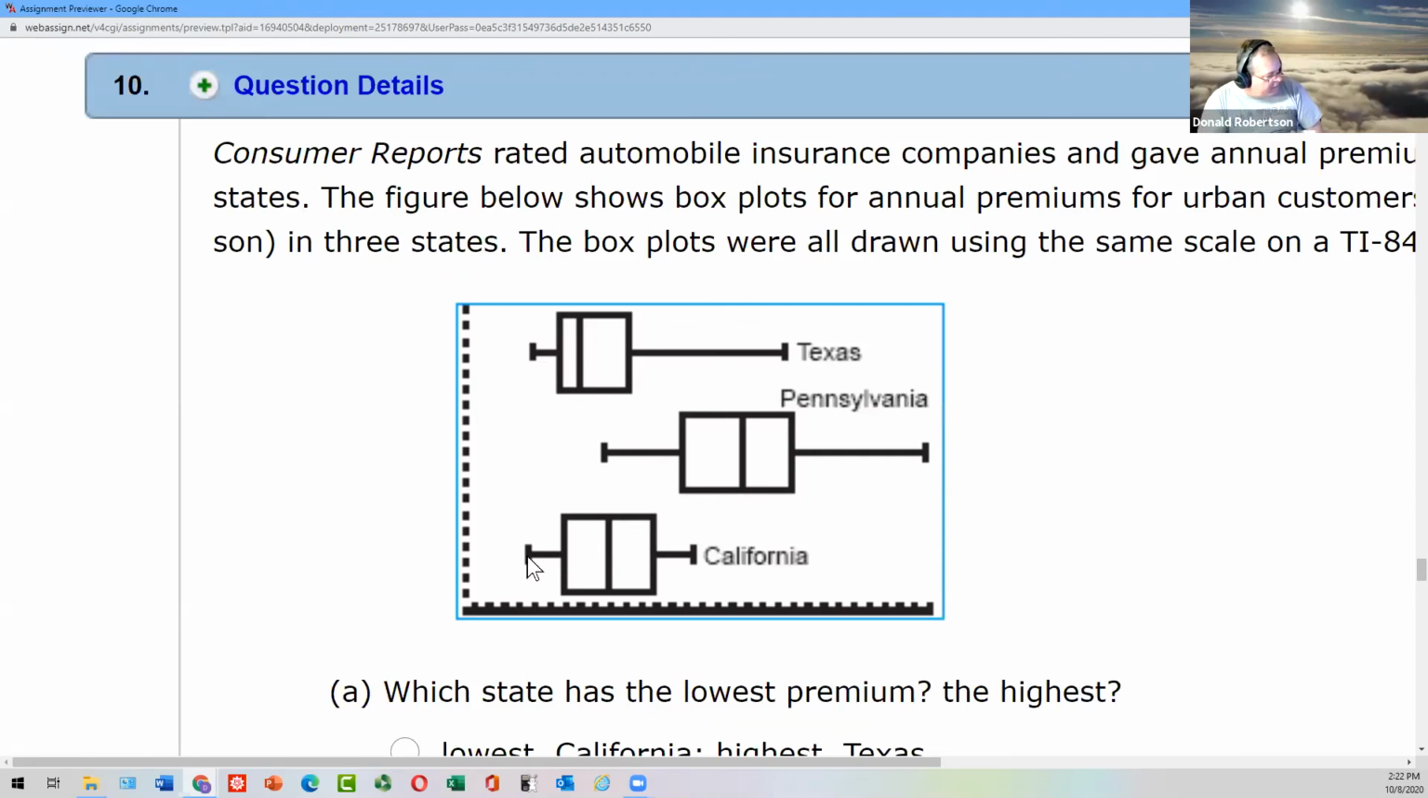If you look at California's number, it's 1, 2, 3, isn't it? About 4 and a bit. And would you agree that one's just a tiny bit to the right? So California's got the lowest premium, and I don't think we can argue. And Pennsylvania has got the highest insurance premium.